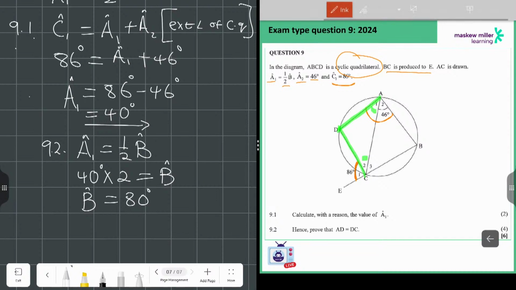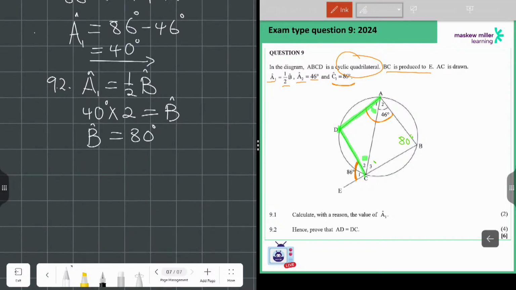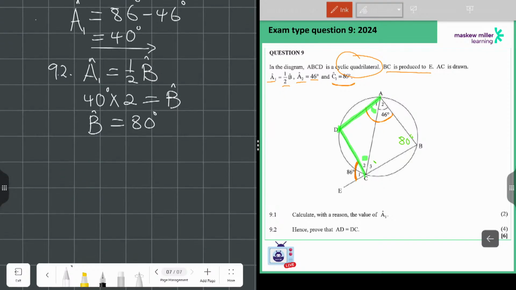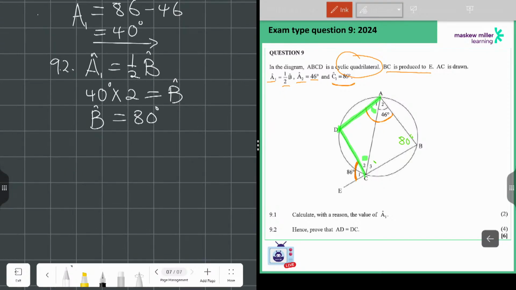Now I know that my angle B is actually 80 degrees. Then I can find my angle C3 from the angles of a triangle, if that is going to help as well. Or you can use any other method. There are quite a lot of methods here that we can use, but due to time, we might not manage them.